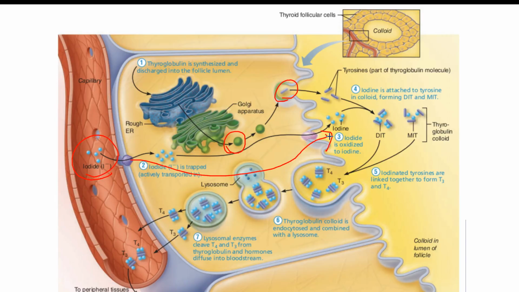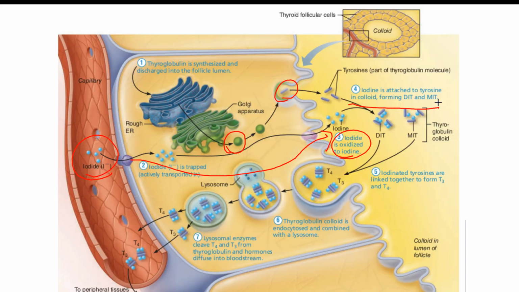At the border of the follicular cell and the colloid, the iodides are oxidized by the removal of electrons and converted to iodine. The newly converted iodine is attached to tyrosine amino acids that form part of the thyroglobulin colloid. This iodination reaction occurs at the junction of the follicular cell and the colloid.